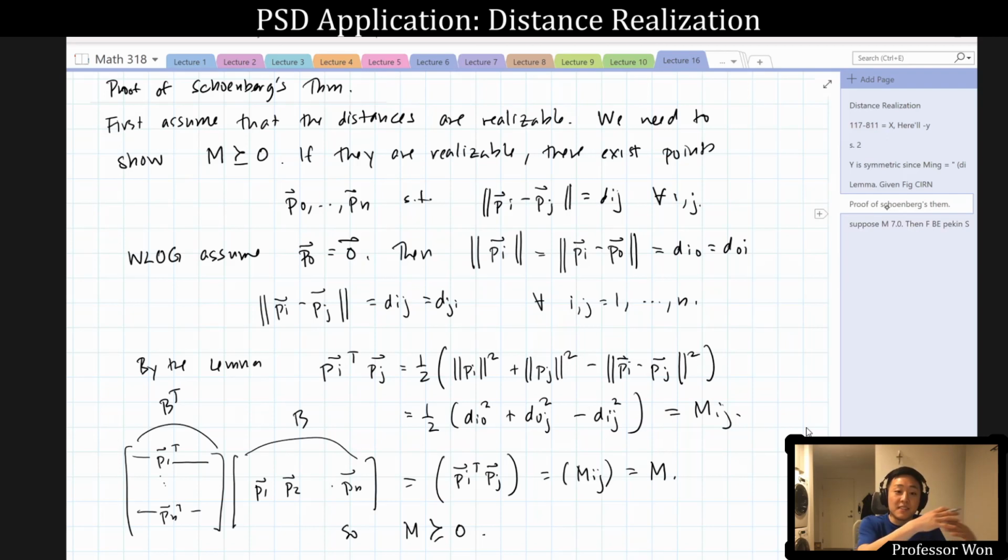If you have a set of distances you want to realize, you write down this matrix with these d_i0 squares plus d_0j squares minus d_ij squares. Then if it is positive semi-definite, you'll be able to find the distance realization. And you can use the stuff that we did in the positive semi-definite lecture a couple of lectures ago, where you diagonalize it and take the square root of the eigenvalues along the diagonal to break it up into a B transpose B. And that B tells you what points you need. It's really quite an amazing theorem.